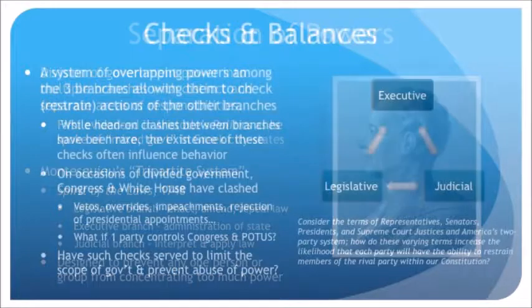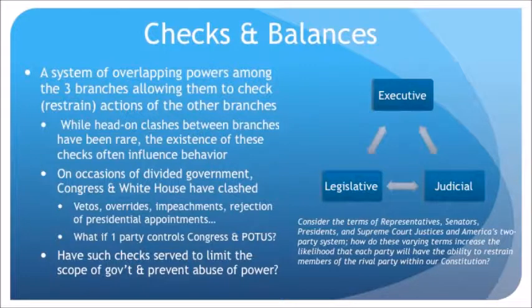So I've used the term checks and balances a lot, and really what that is, is a system of overlapping powers among the three branches, allowing them to check, essentially restrain, actions from the other branches. While there have been disagreements about which power is more powerful, these checks and balances have been pretty great at making sure that not one of these powers gets too powerful. And each different power has checks on the other forms. The executive has checks and balances on the legislative, the judicial has checks and balances on the legislative and executive, and so forth.